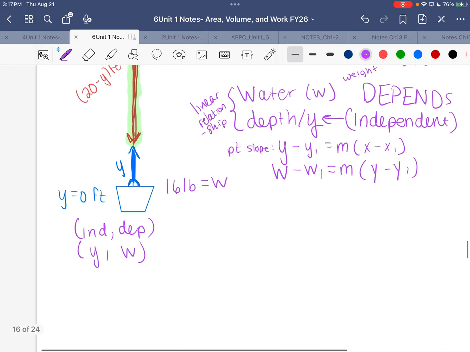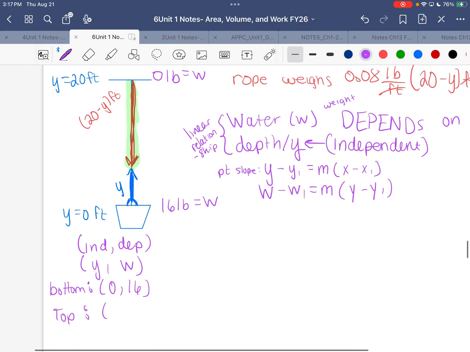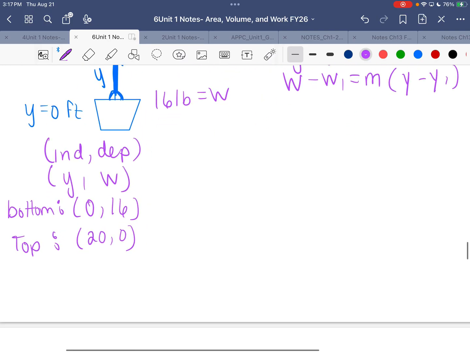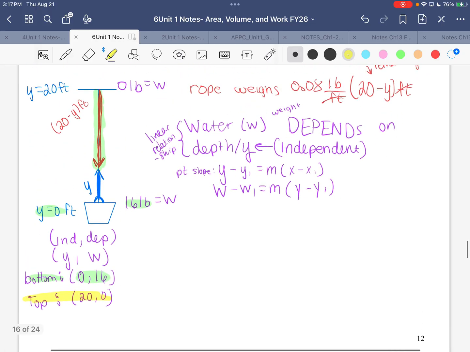At the bottom, what would our ordered pair be at the bottom? 0, 16. At the top, the ordered pair at the top would be 20, 0. Okay, now finding my slope.